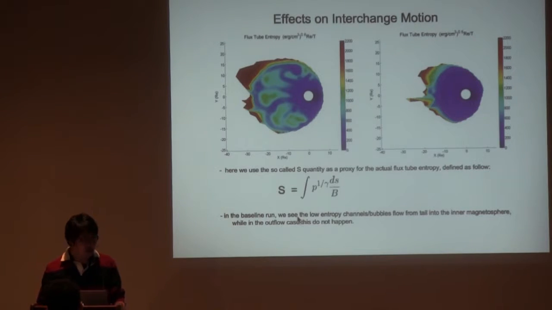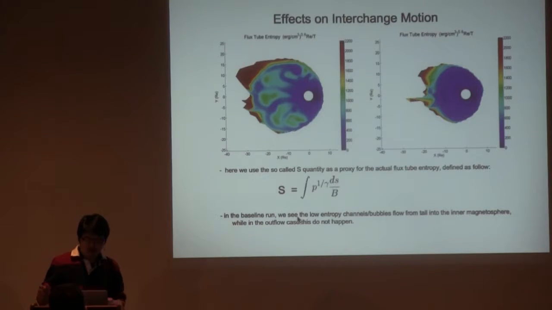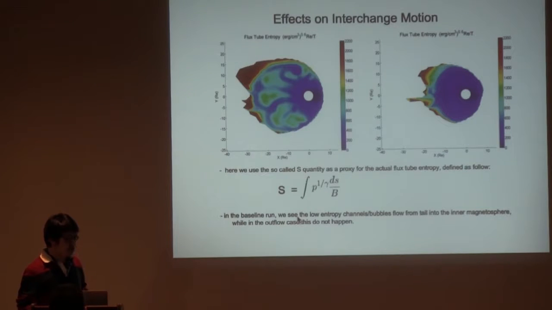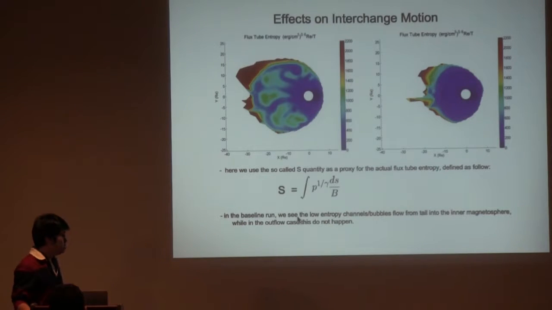The value is not that important, so this is a very good proxy for the entropy. The left is a baseline run, and the right is an outflow run. We see that at this point, maybe Roger may ask me, why in the outflow run the magnetopause is even smaller? In the previous study, people all see that in the outflow run, the magnetopause may inflate, may stretch. This is because of what I just mentioned before.